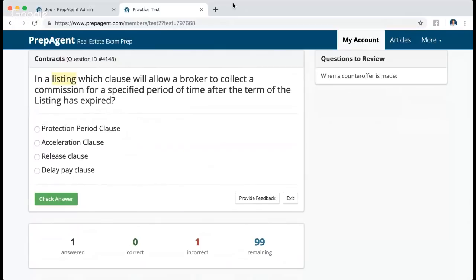In a listing, which clause will allow a broker to collect a commission for a specified period of time after the term of the listing has expired? A, protection period clause, B, acceleration clause, C, release clause, or D, delay pay clause?